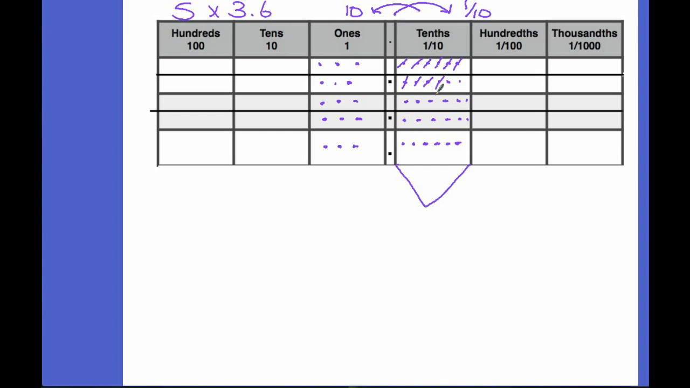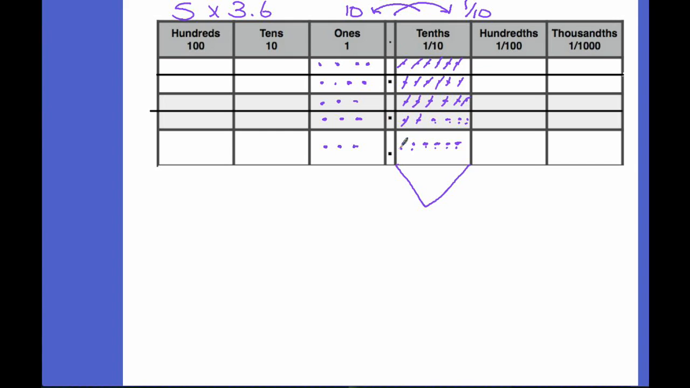What am I going to do? Bring it over to the ones. Does it matter where I put it at this point? No, it doesn't matter where I put it. 1, 2, 3, 4, 5, 6, 7, 8, 9, 10. Bring it over. 1, 2, 3, 4, 5, 6, 7, 8, 9, 10.